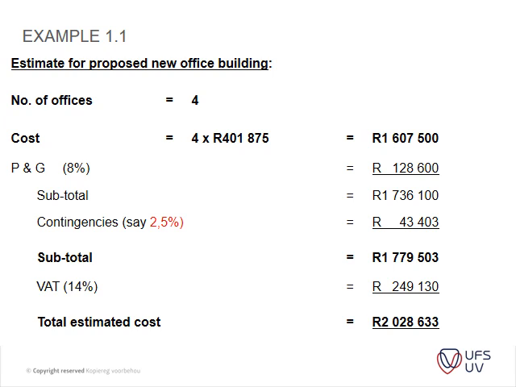Okay, so the estimate for the new building. Then all that you do is you take the offices of your new building. So we've got 4 new offices in our new building. So what we take is our number of offices times our unit rate, to get our new estimated cost before P's and G's and VAT.